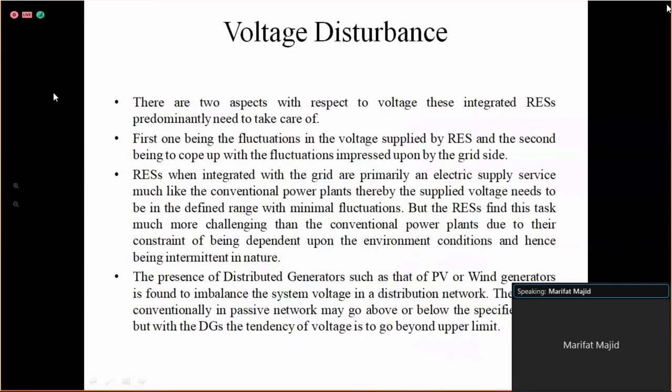Talking about the voltage disturbance, there are two aspects with respect to voltage that these integrated renewable energy sources predominantly need to take care of.